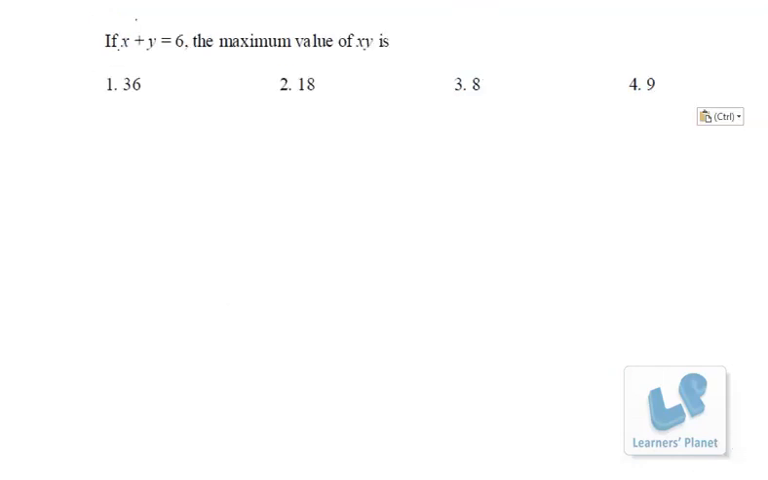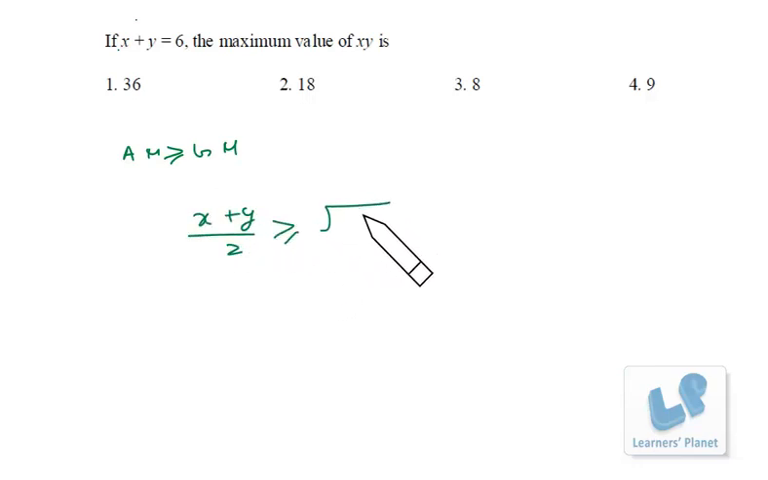If x plus y is equal to 6, the maximum value of xy is. Now we can easily use the AM is greater than equal to GM property over here, right? AM is greater than equal to GM of two numbers. That means (x plus y) by 2 will be greater than equal to root xy. The only thing is we should have been told over here that x and y, both of them are positive numbers, but since none of these options are there, I am assuming that x and y, both of them are positive numbers.